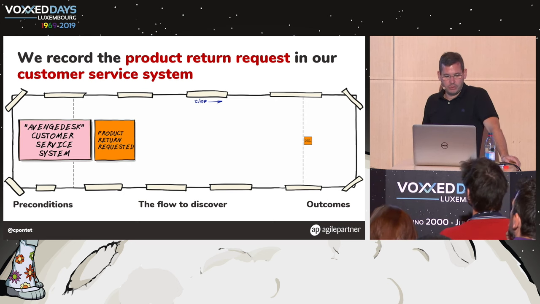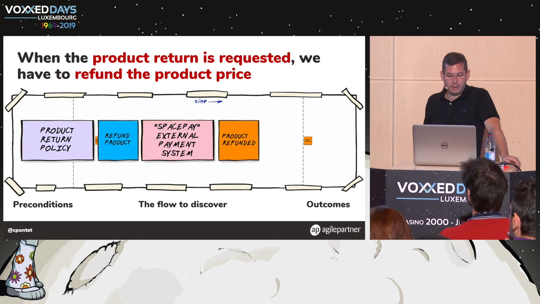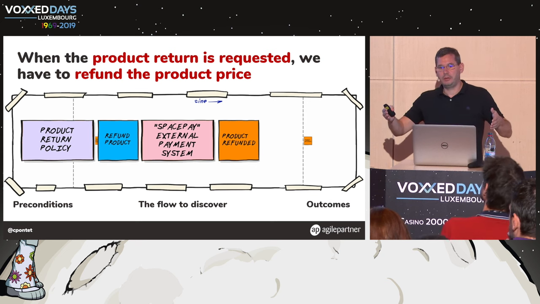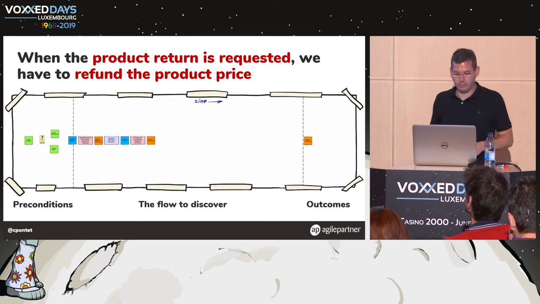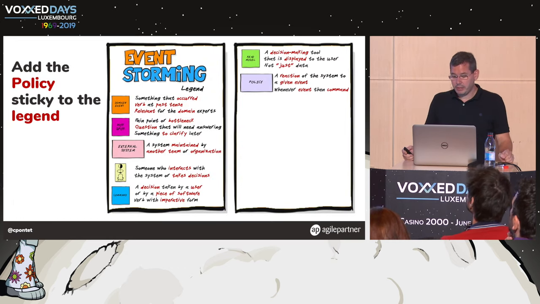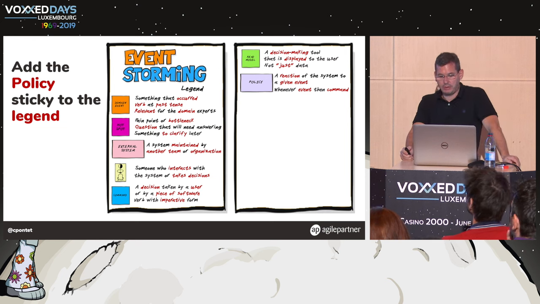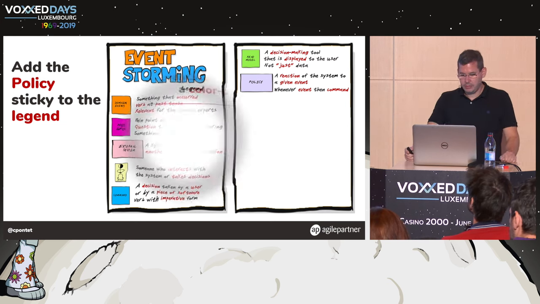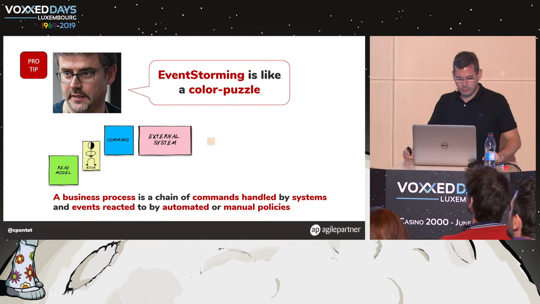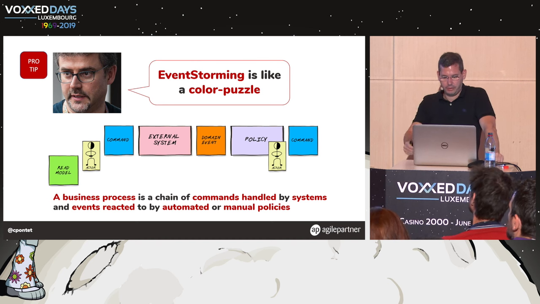And then you have the Avenger customer service system that will generate a domain event called product return requested. This will need to be handled by something, and this something is called a policy, something that will react to an event. So far we have a command and domain event, and we can have a command that is sent to an external system and generates a domain event. But we have also policies. Policies will react to a given event. The idea is whenever event, then command.